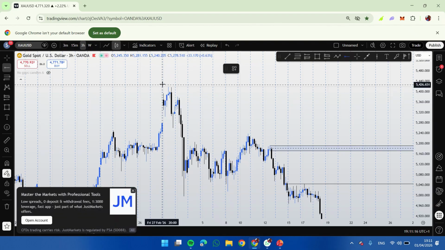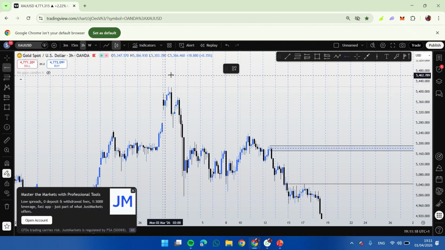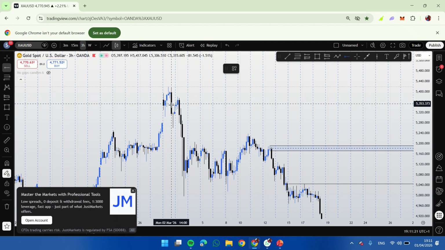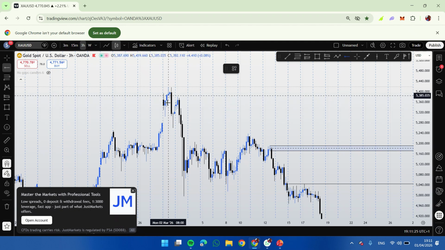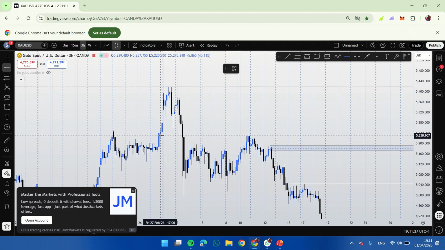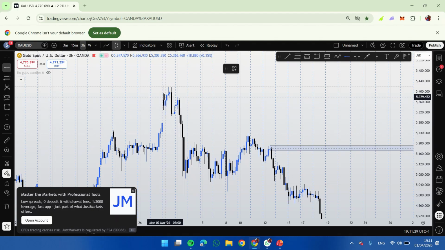So it was bullish, bullish, bullish. It turned bearish. So what point now? Which chart is this? Why is it giving me a headache?